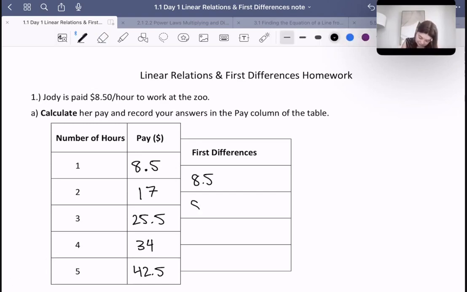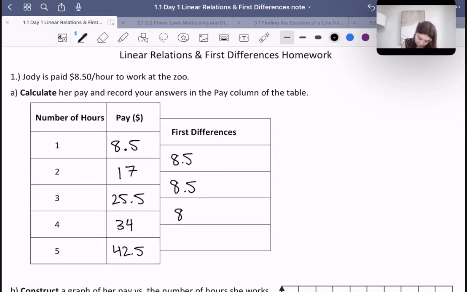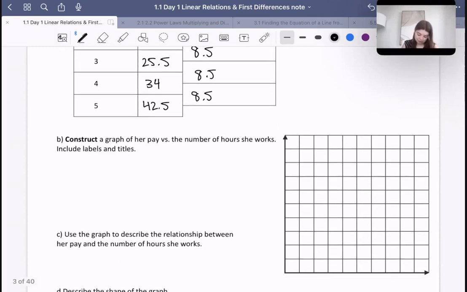25.5 minus 17 is also 8.5. 34 minus 8.5 is 8.5. 42.5 minus 34 is 8.5. So therefore, this is linear because the first differences are the same. Now in this case, I didn't ask for that yet, but I'm sure it will in just a moment here.